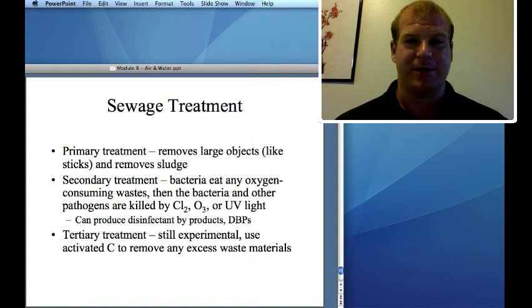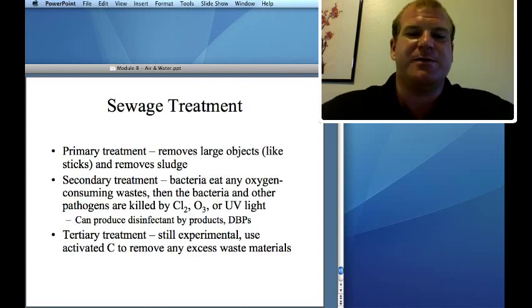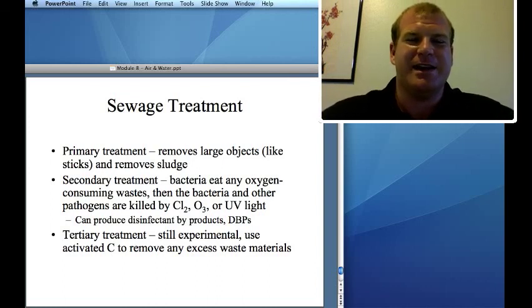And besides purifying water, we also have sewage, and there's primary treatment and secondary treatment, and some areas practice tertiary treatment. Most places do not. Primary treatment removes very large objects like sticks and also sludge. So what's sludge? It's human waste and toilet paper, these types of things. Part of the problem going on with Hawaii right now is we only have primary treatment. We do not have secondary treatment, and so we are now arguing with the government about that.